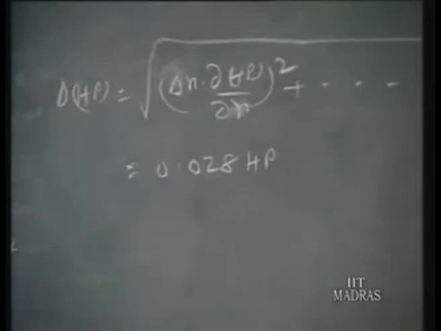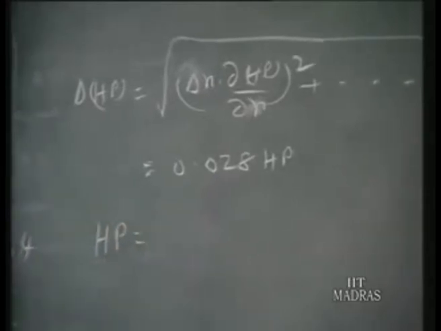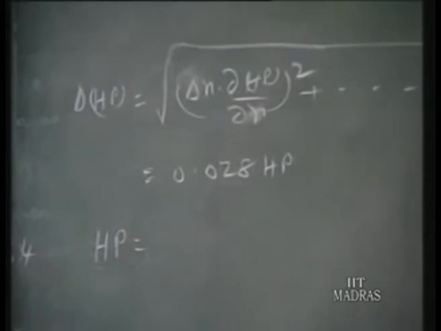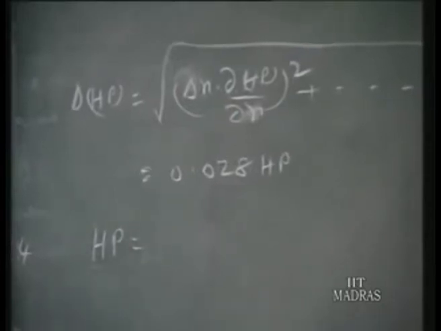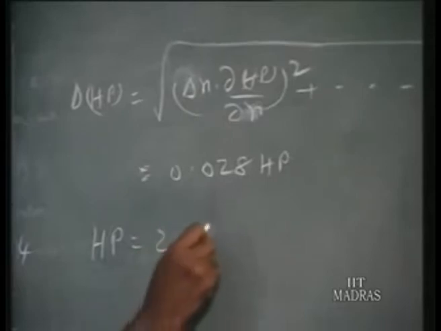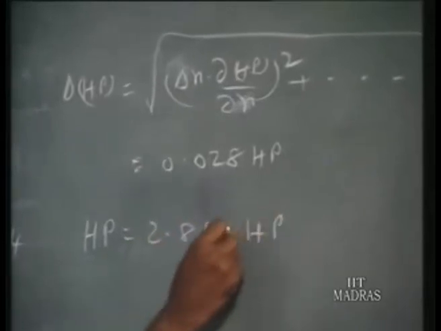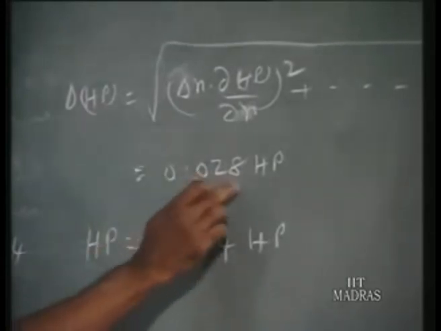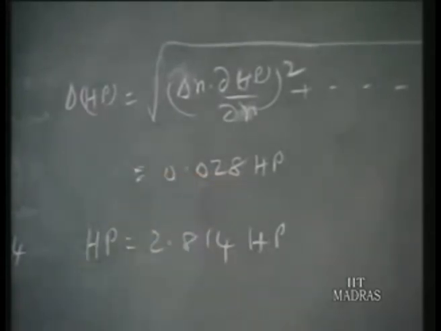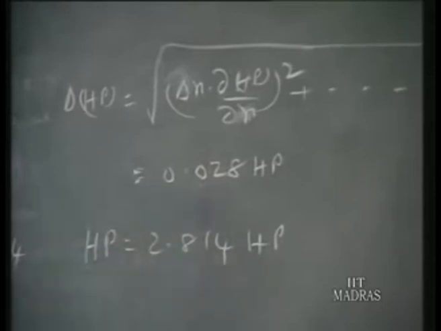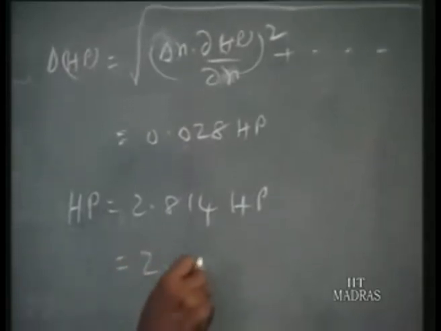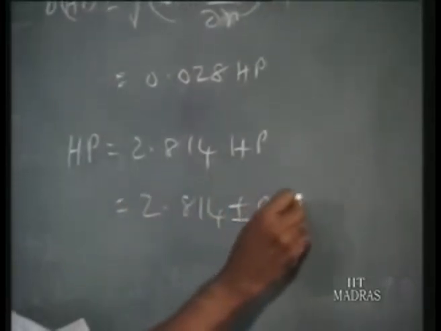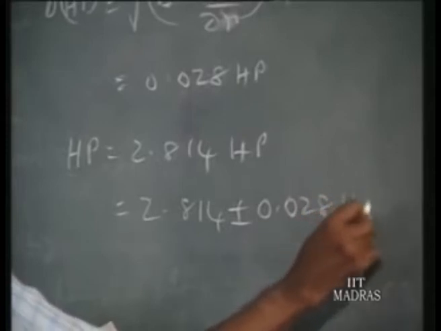So, now find out the nominal horsepower by using that formula, up to one more place. It is coming at 2.814 horsepower, probably a 0 might have come. So, the final value is reduced to the same decimal place as the error of that measurement. This is the nominal value. So, with the uncertainty, you write it as 2.814 plus or minus 0.028 horsepower.